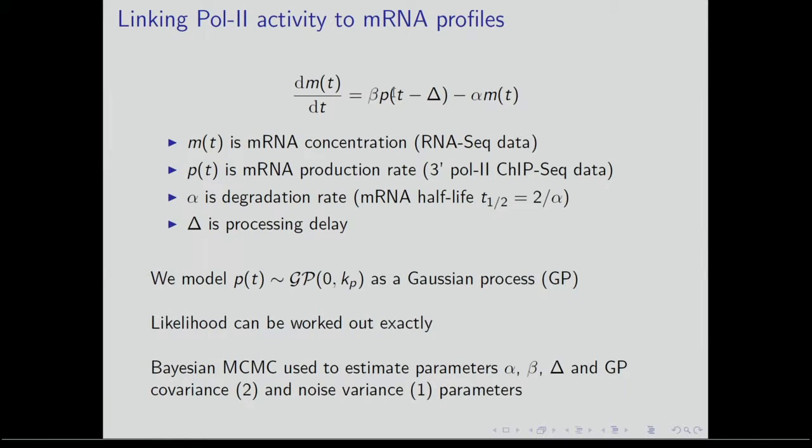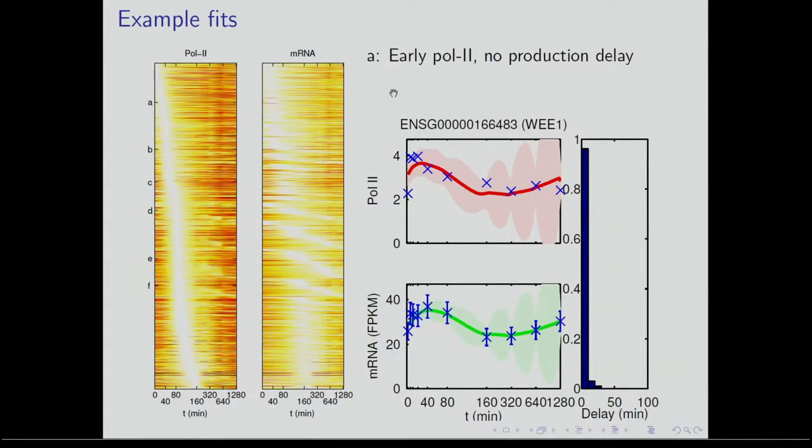We model the pol2 profile as a Gaussian process. And then it turns out that the whole thing is exactly tractable, and you can work out the joint distribution of the mRNA and the pol2 as a joint two-dimensional Gaussian process. So everything's exactly tractable in terms of the likelihood. I'll just show some examples.